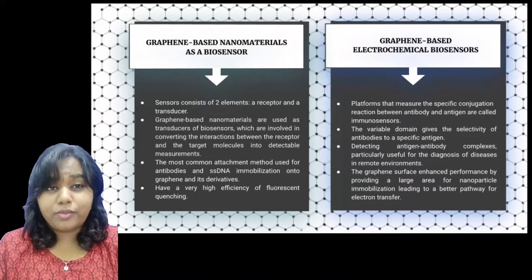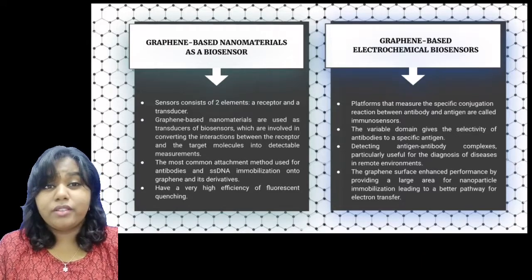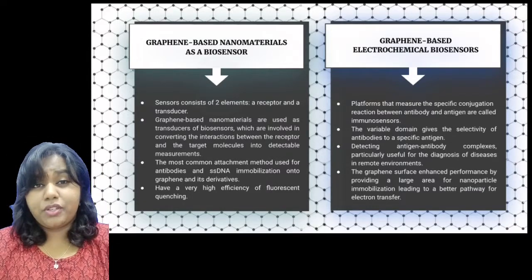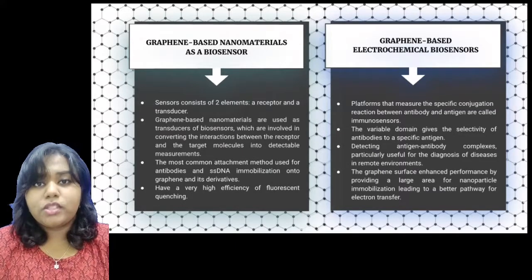In general terms, sensors consist of two elements, which are a receptor and a transducer. The receptor is the organic or inorganic material that interacts specifically with the target molecule, whereas the target molecule can be inorganic, organic, or even whole cells. The transducer is the part of the sensor which converts chemical information into a measurable signal, as mentioned just now. Graphene-based nanomaterials are used as transducers of biosensors, which are involved in converting the interactions between the receptor and the target molecules into a detectable measurement.